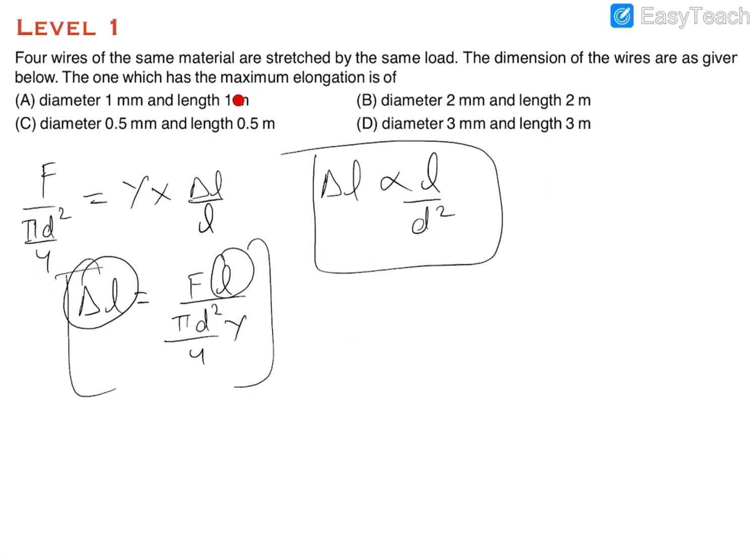So this is 1 upon 1 square, which is 1, and this is 2 upon 2 square, which is 1 by 2. This is 0.5 upon 0.5 square, so 0.5 upon 0.5 square will be equal to 2. And this is 3 upon 3 square, which is 1 by 3. So the highest value of L by D square is for option number C. So the highest elongation would be in the wire which has the diameter of 0.5 mm and the length of 0.5 meters. Now we move on to the next question.